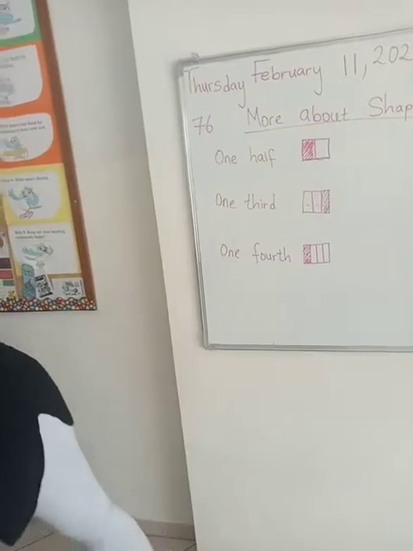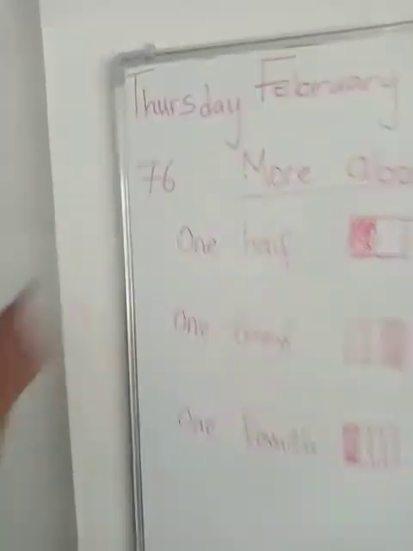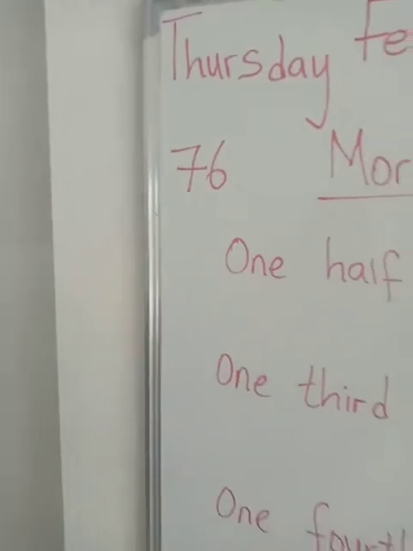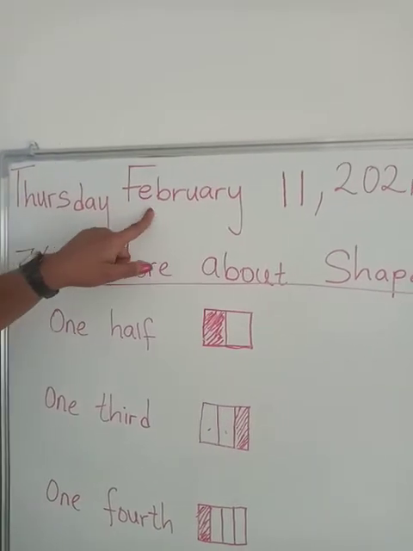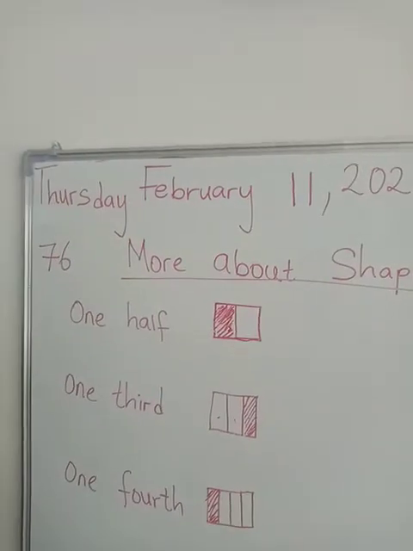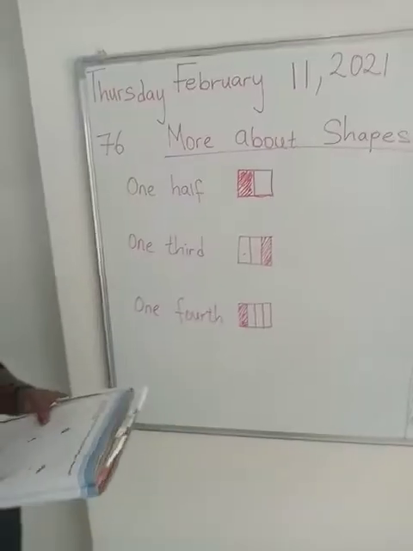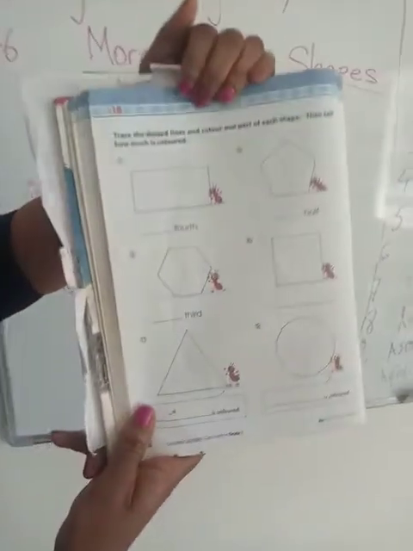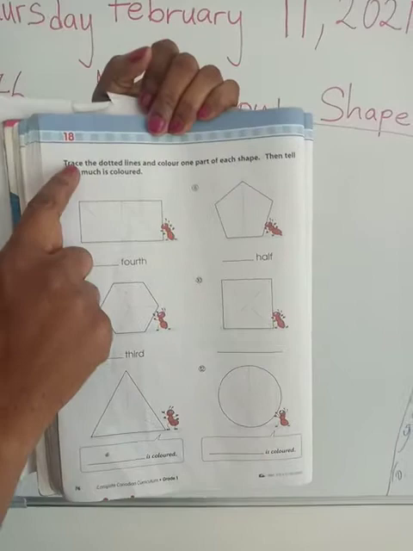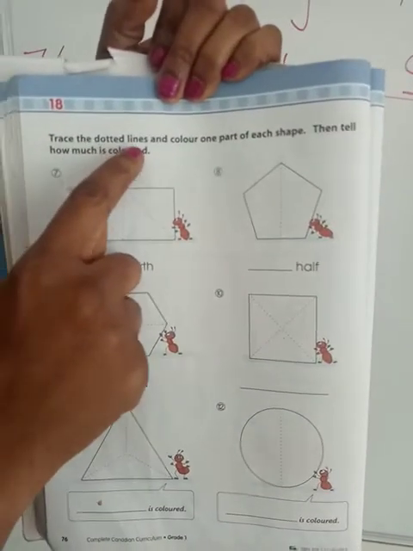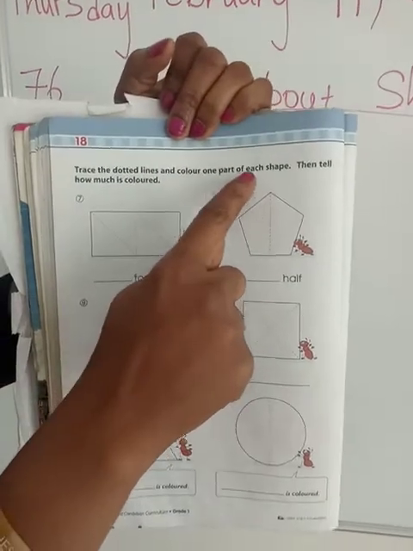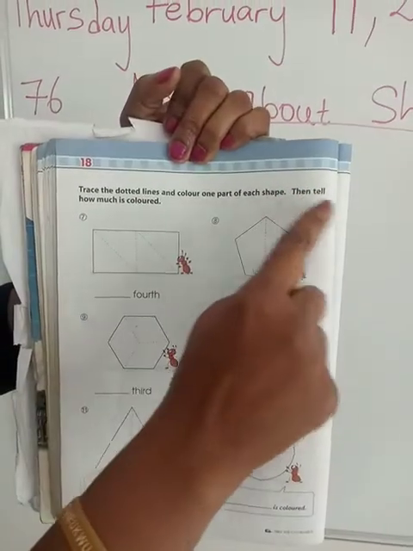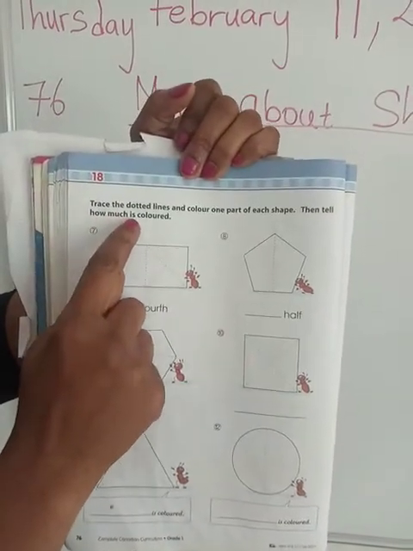Alright, now open your book to page 76. And you write the date, Thursday, February 11, 2021. Alright, so there we are in the book, page 76, and you have an instruction here. It says, trace the dotted lines and color 1 part of each shape. Then tell how much is colored.